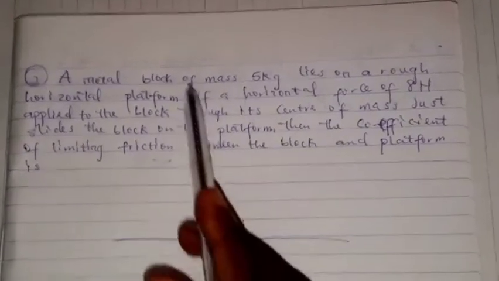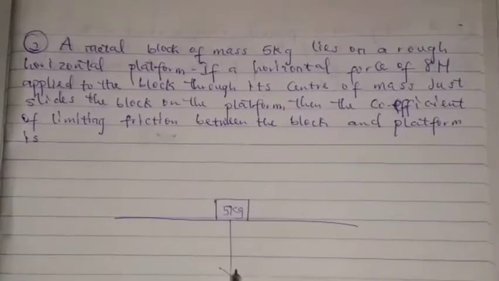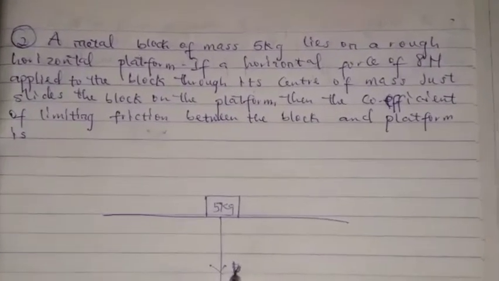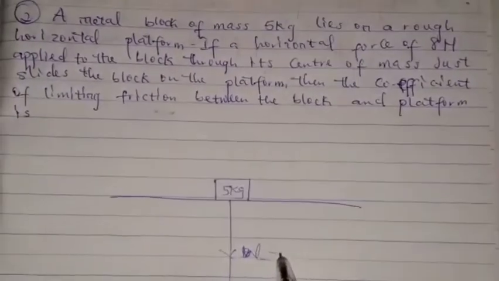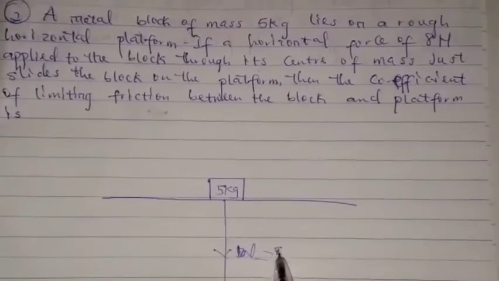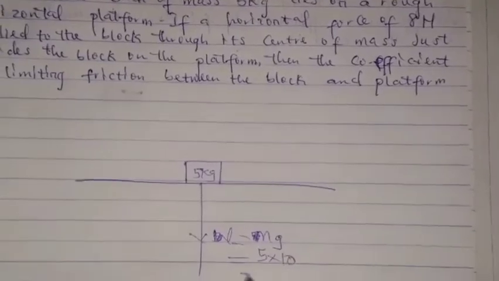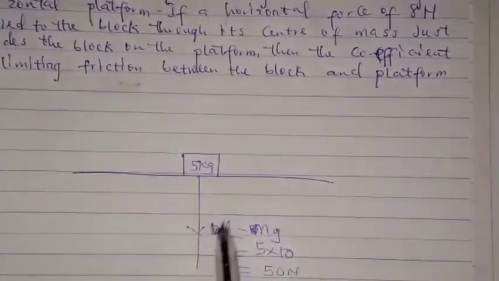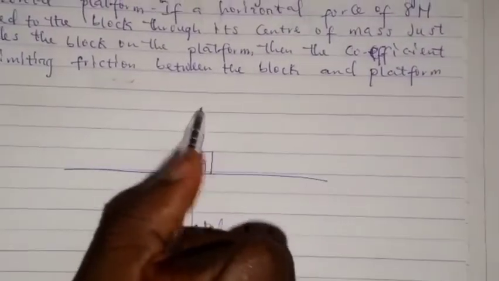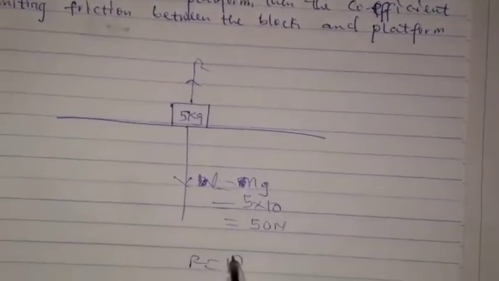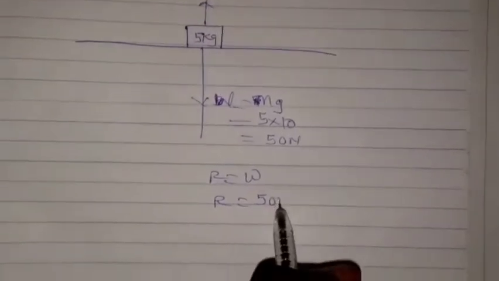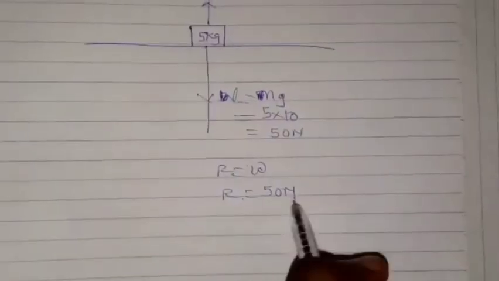Yes. So you have the weight will be what? The weight will be 5 kilogram. This is your weight. You know that the formula for your weight is mg. So your mass is 5 kilogram times g. That's 50 Newton. And you know that for cases like this, R is the same thing as your W. So your R is 50 Newton. W is mg, R is 50 Newton.